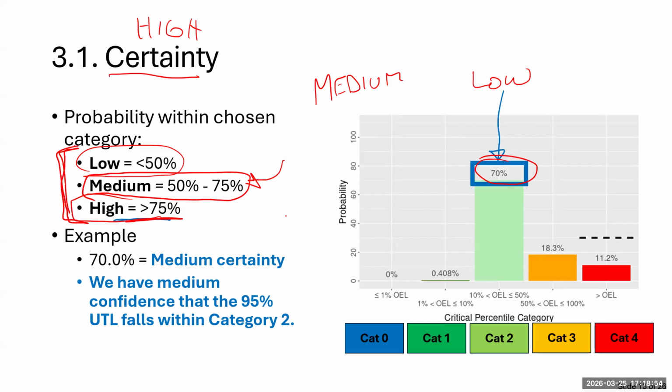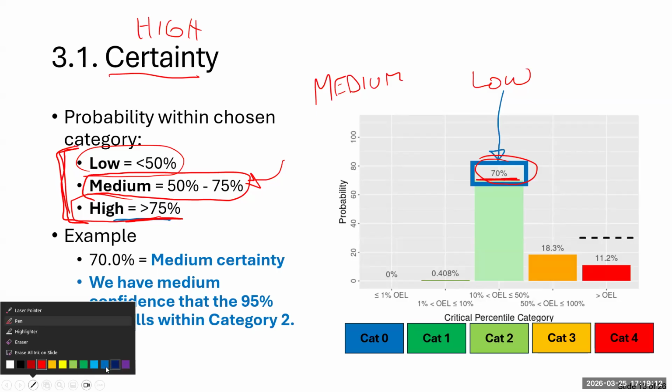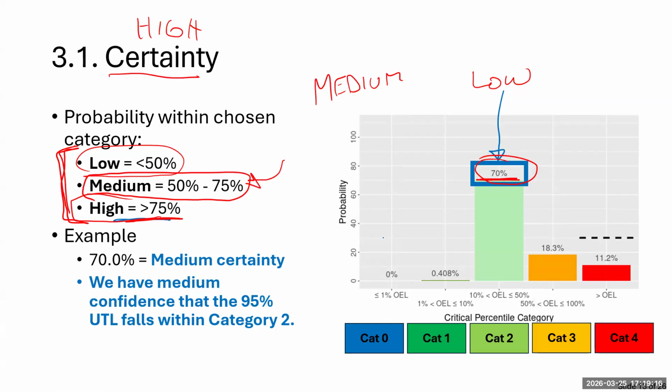Someone who is familiar with this process and this approach will understand, but people that I'm reporting to may not. And so I normally just give the number. I could also interpret it and add the level of certainty, but I like to just give the number. So this example is medium. So we have a medium level of confidence or certainty that the 95% UTL is in category two.